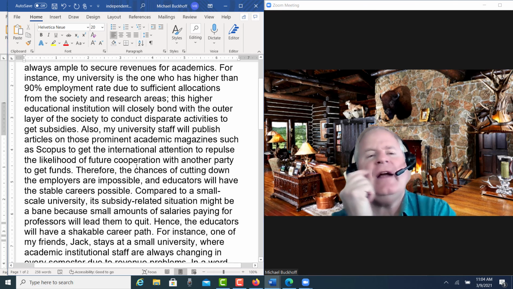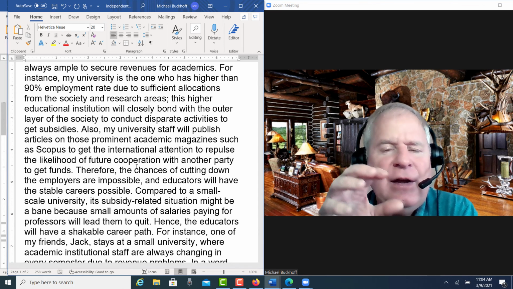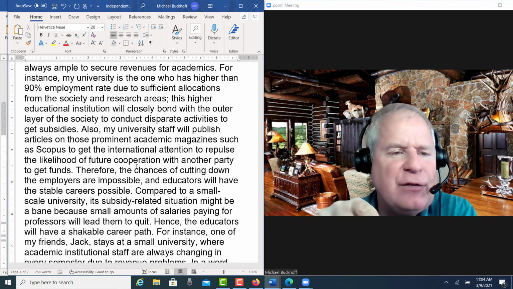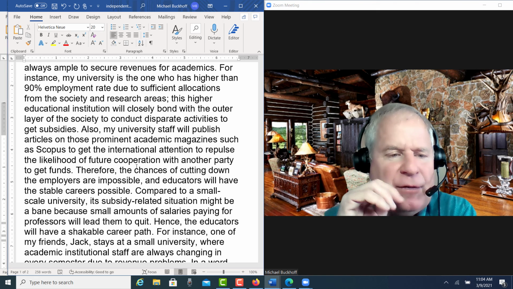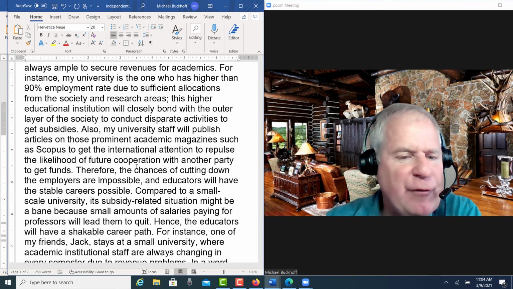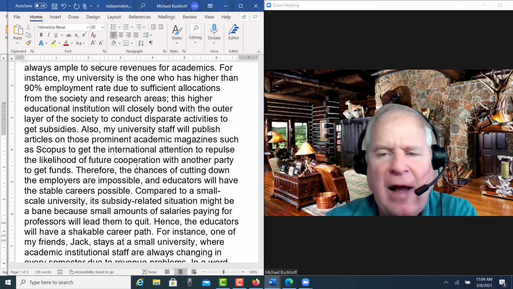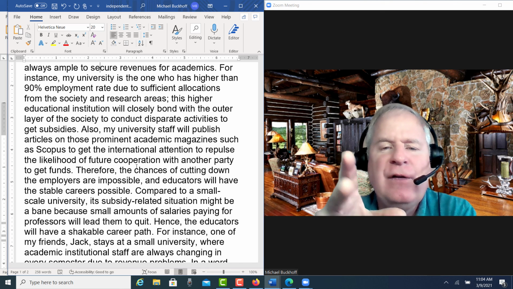The one thing I'd like you to work on when you get into the examples is I want you to get more precise, more specific. Even when you get to your examples, it's kind of generic. I like where you said one of my friends, Jack, stays at that. Do more of that. Develop that more. So you have more specificity to the ideas in those body paragraphs.